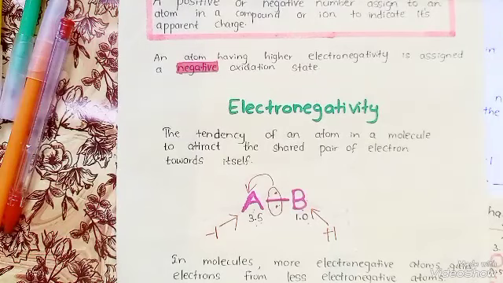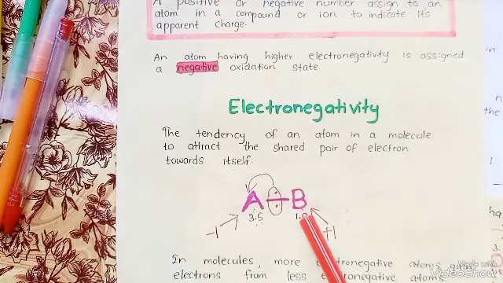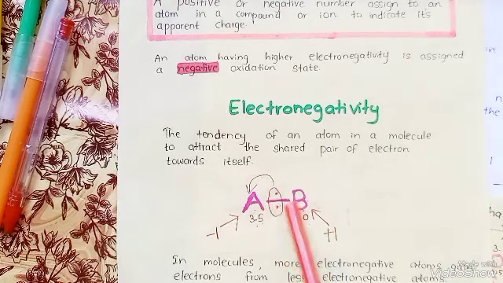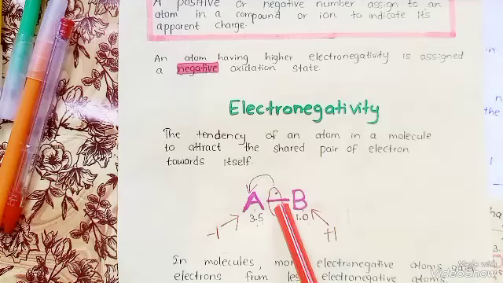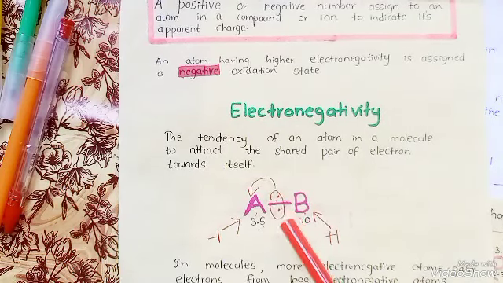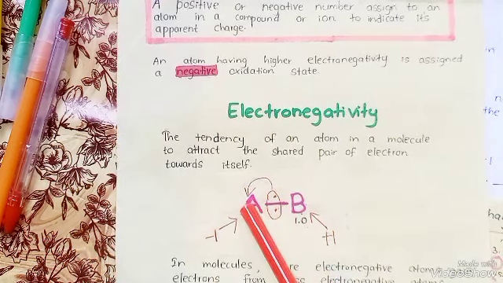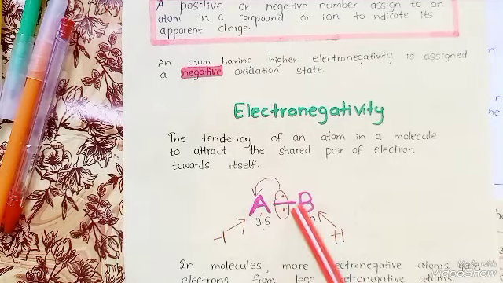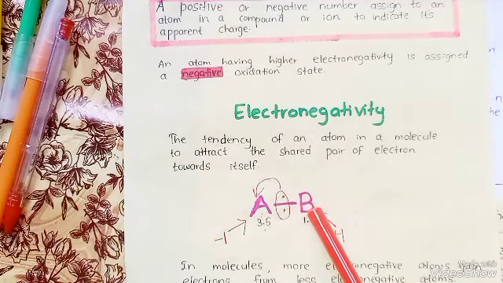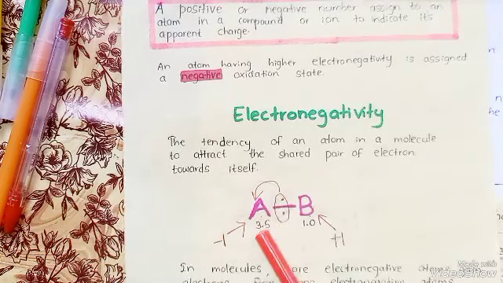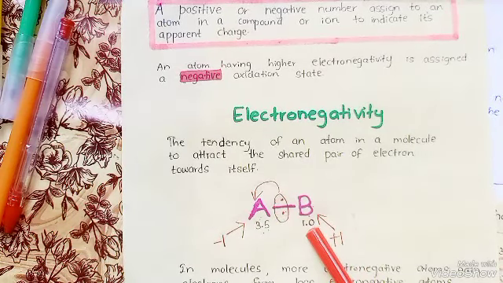Now let's look at this hypothetical example, a hypothetical molecule AB made up of A atom and B atom, and it has this single bond. Now this single bond has a shared electron pair. One is from A, one is from B, and this pair is shared between A and B. Now let's say A has 3.5 electronegativity and B has 1.0 electronegativity.